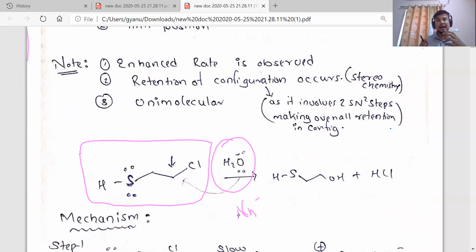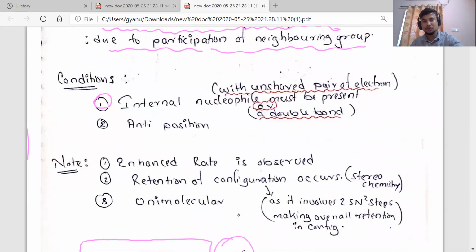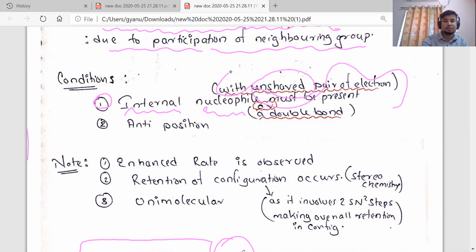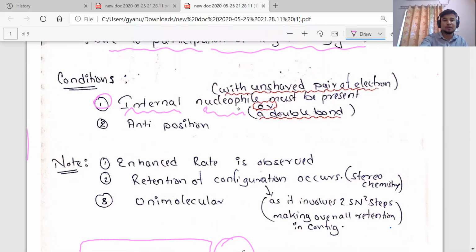So let us look at and understand what SNNGP is. But before that, we should understand what you need to know in order to understand this. There are two conditions, guys, which will help you understand that there would be an SNNGP reaction. First condition: there has to be an internal nucleophile present. You should have an internal nucleophile which has unshared electron pairs or a double bond.